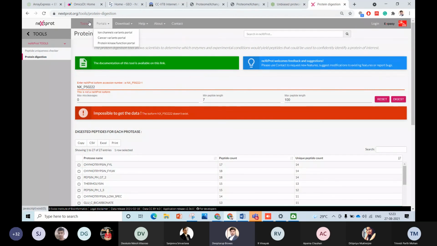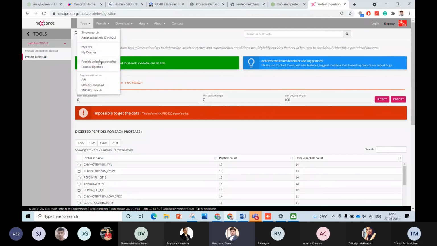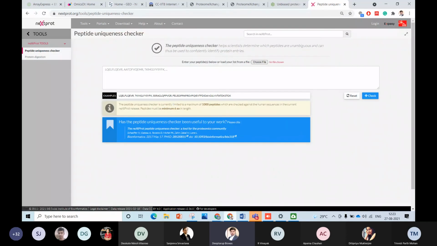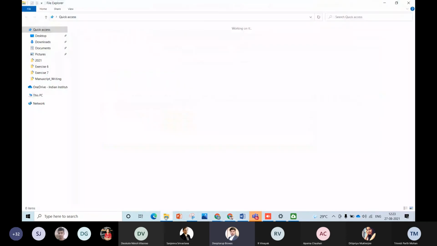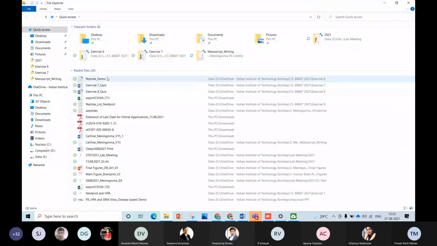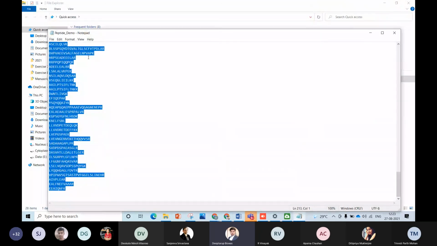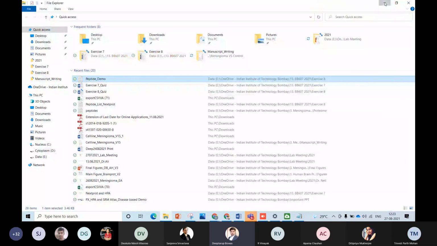But today I will give you another small demo, where you have a list of peptides from shotgun data. If you have opened the link that Shashwati has shared, you will see there is a list of peptides. I need to check which of these peptides I can take forward for my targeted proteomics analysis, right?